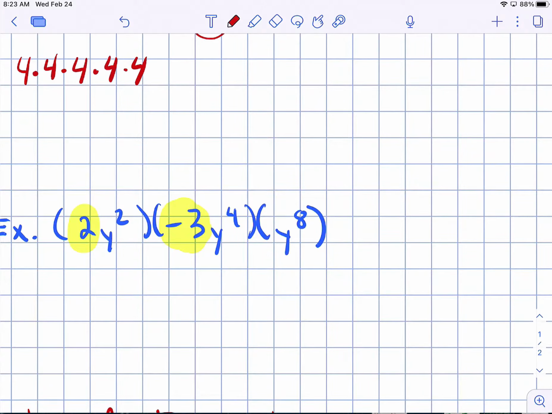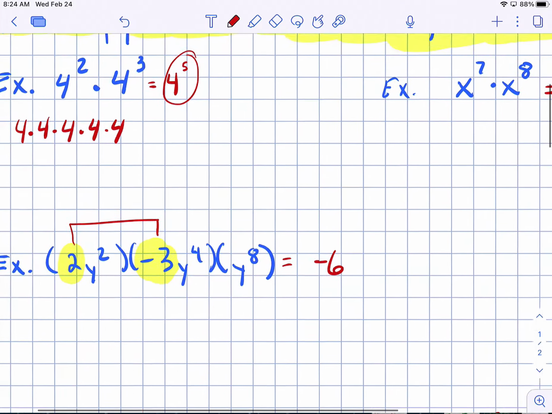Okay, that works for that simple problem. It works for this problem too. This is all multiplication. So what I'm going to do is multiply the things together that I can, and then use the exponent rules for the things that I can use them for. So I'm going to take 2 times -3. That's -6. I can't multiply those by the y's or anything like that.